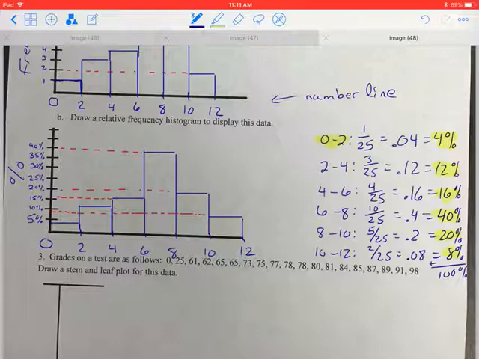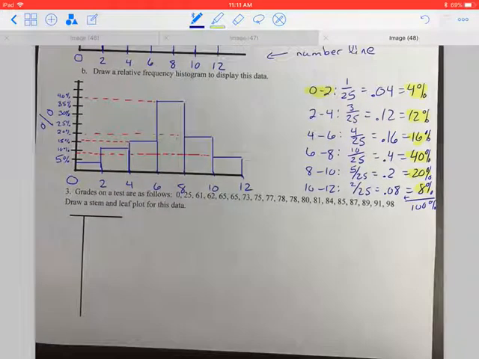All right, our very last problem is a totally different type of graph. This is what's called a stem and leaf plot. So what I want to do is I want to look at the tens place. Oh, let me do that again. So I want to look at the tens place and the ones place. All right, so I'm going to take the tens place and I'm going to put it on the left.